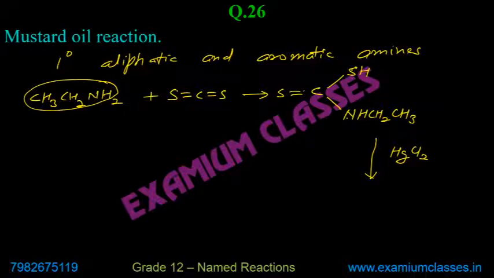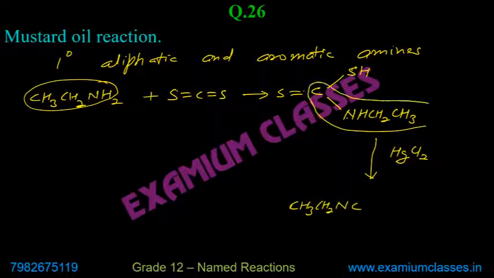And we get isothiocyanate because it gets attached through nitrogen. That's why iso. First I'll write and then I'll explain why we are calling it iso. So here I'll get CH3, CH2, NC, CH3, CH2, NCS.